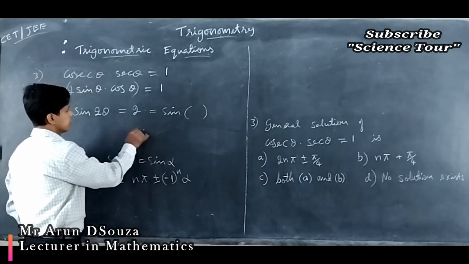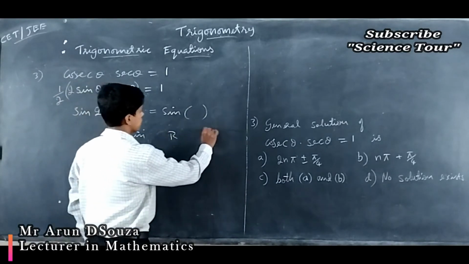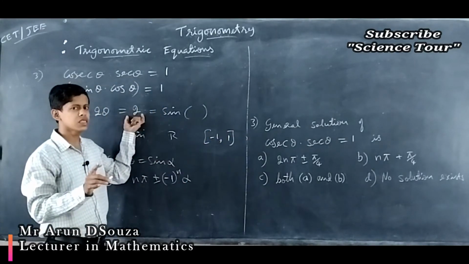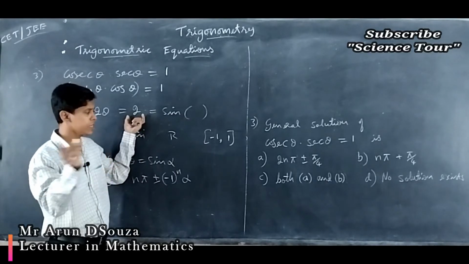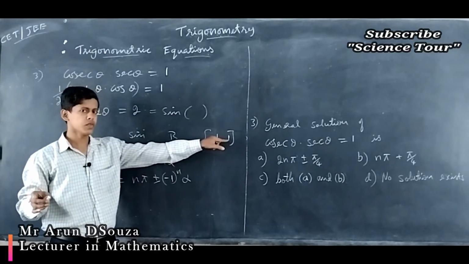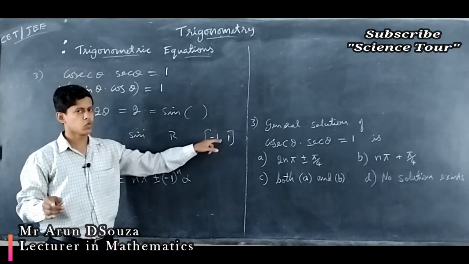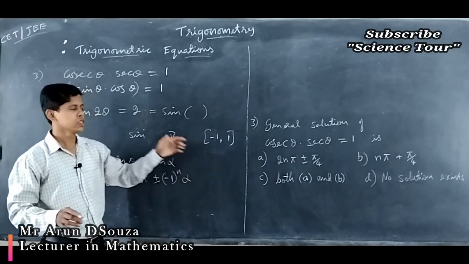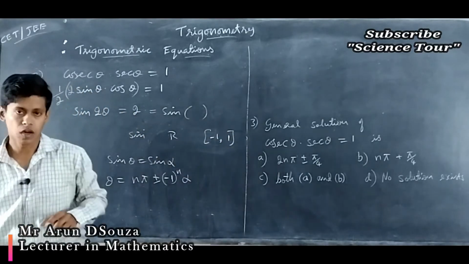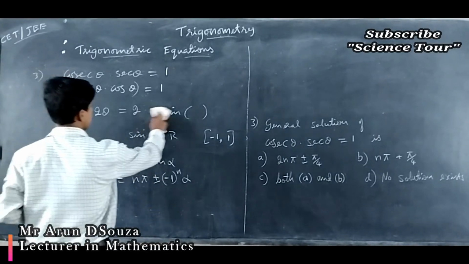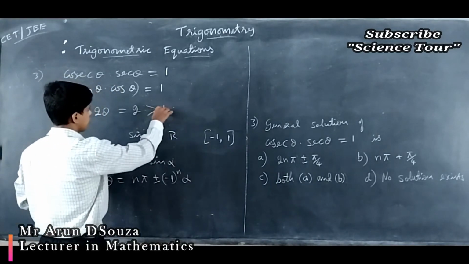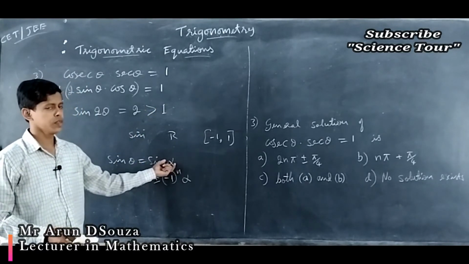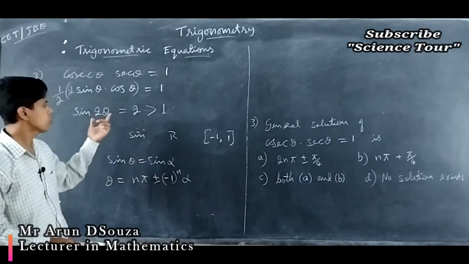Yeah, you don't have any value, correct? Because for sine, the domain is real numbers, but the range is from minus 1 to 1, correct? So the output value will always be between minus 1 and 1. It won't be greater than 1 at all, and it won't be less than minus 1. Now this 2 is greater than 1. Please note that point. If it is greater than 1, then you cannot express this as sine of some angle. Therefore it does not have a solution.